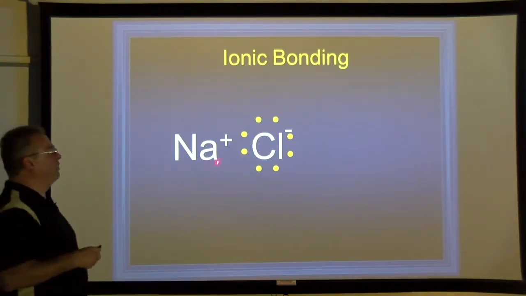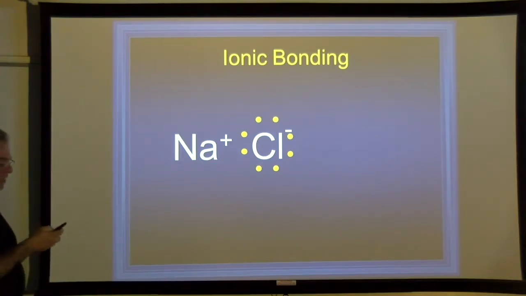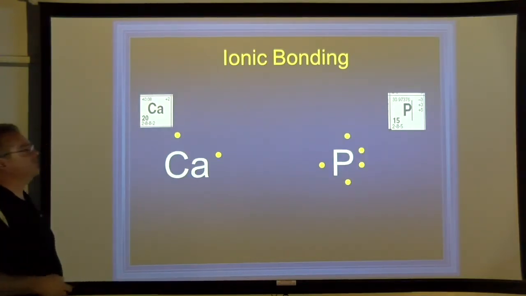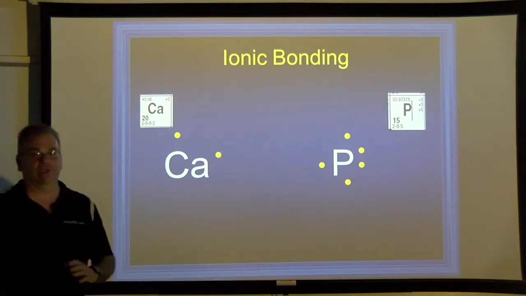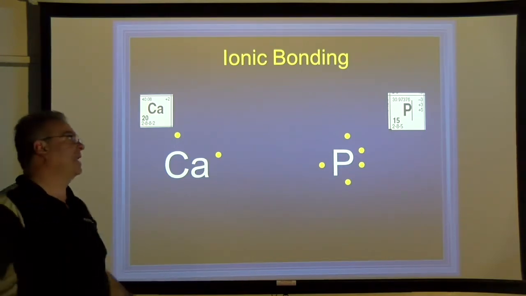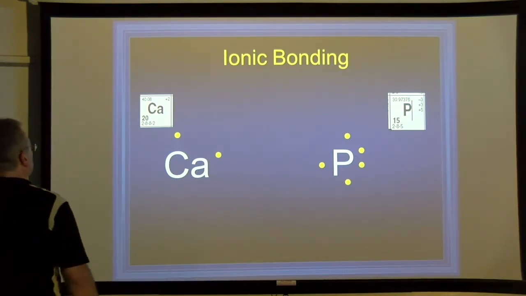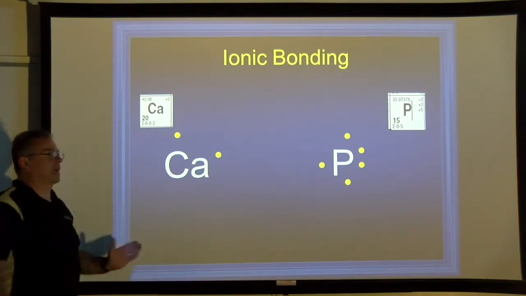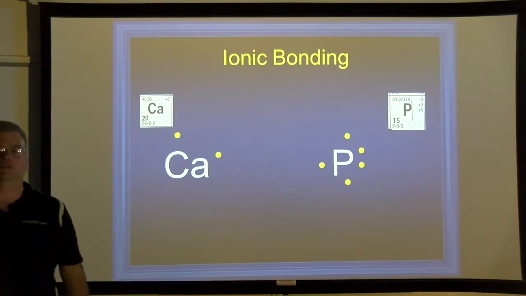And the way we write the formula would be NaCl. We don't put the charges. We don't leave the charges in the formula unit. So I got NaCl as the formula. It's understood that it's an ionic compound and it has ions in it.